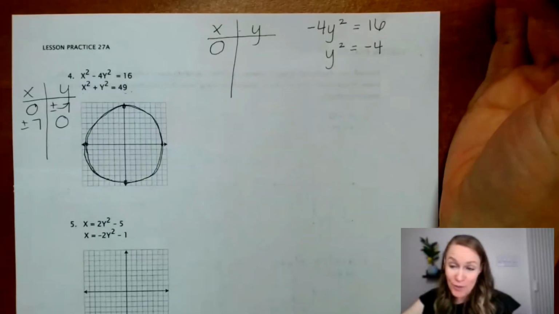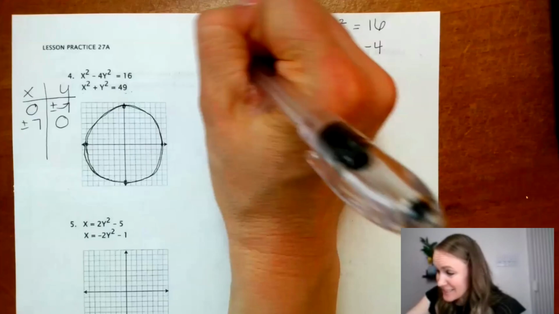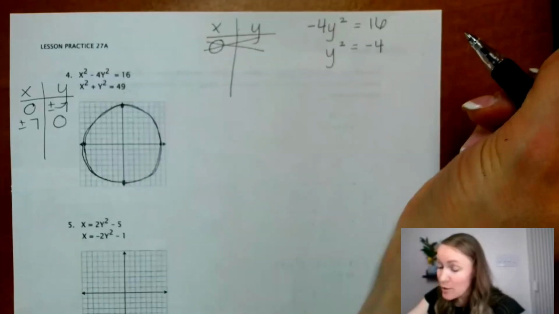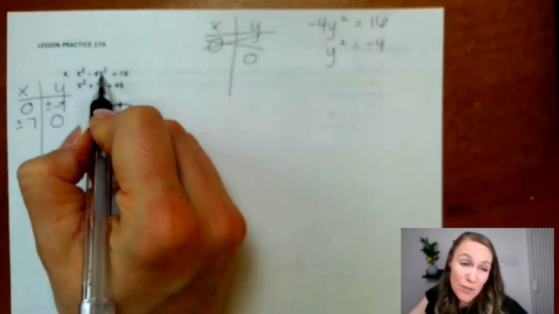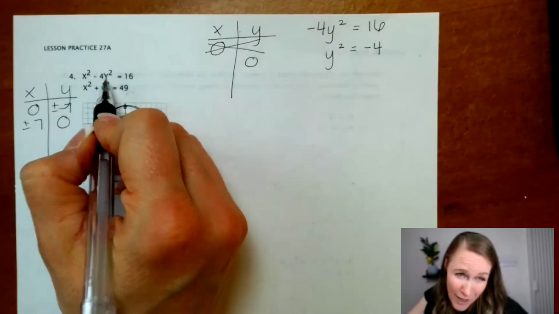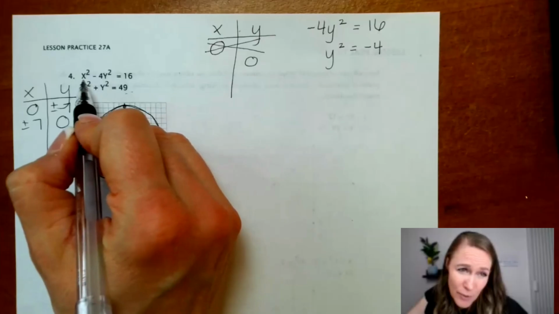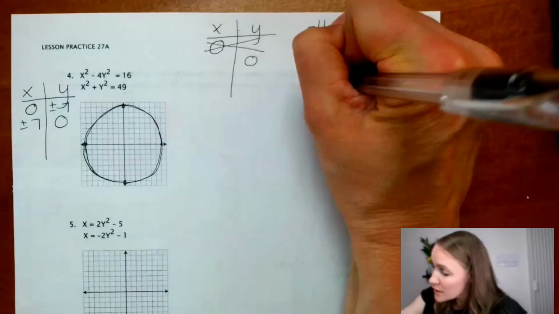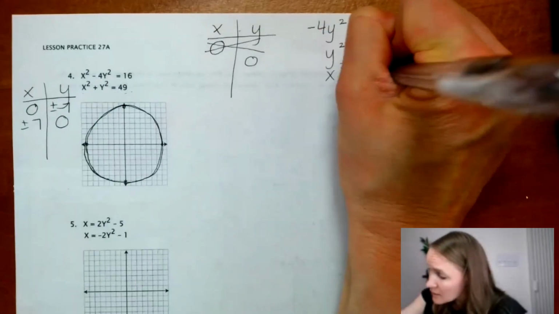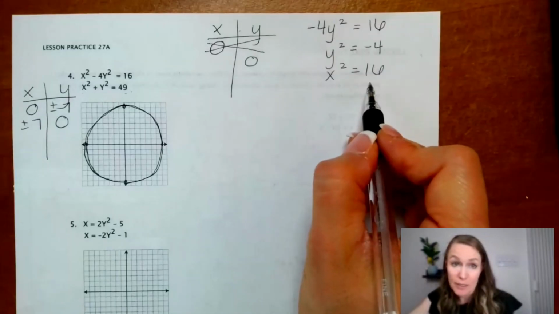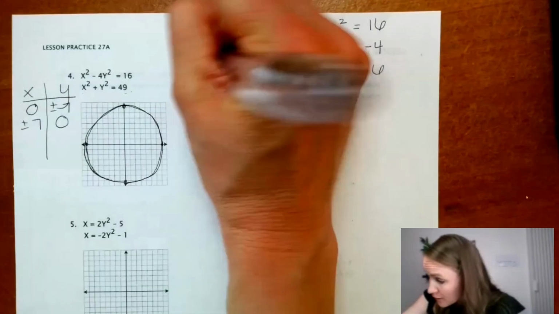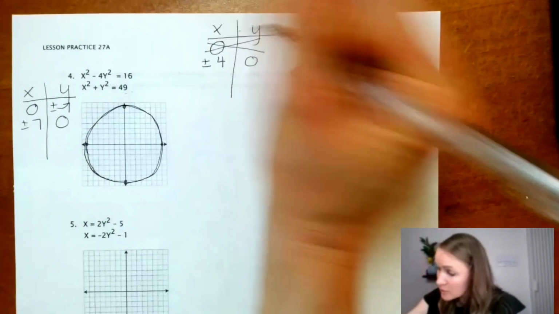So alarm bells are going off, right? That's not going to work. Okay, but what if y is 0? Can we get y to be 0 and then see what x is? So go ahead and plug in 0 for y. And I have x squared equals 16. Okay, that's pretty straightforward. Now, if I square root both sides, I'm going to get x equals plus minus 4. So pretty simple there.